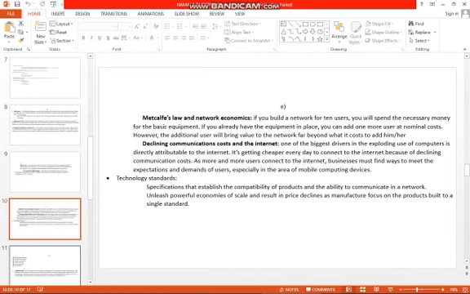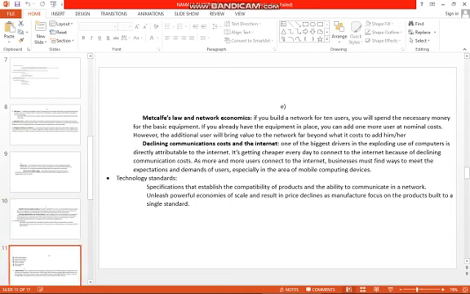Slide 10. Metcalfe's law and network economics. If we build a network, we will spend the necessary money for the basic equipment. Declining communication costs and the internet. One of the biggest drivers in the exploding use of computers is directly attributed to the internet. We go on to technology standards, specifications that establish the compatibility of products and the ability to communicate in a network.